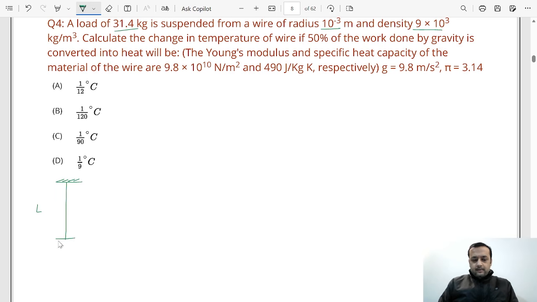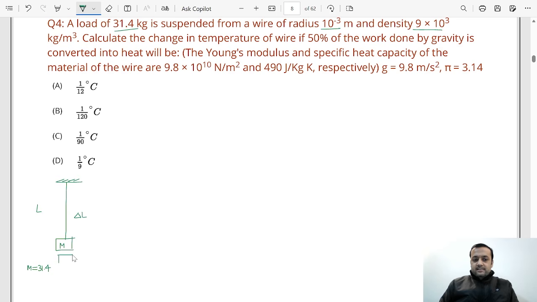All right, and let's say this is a block. Now this block is of mass 31.4 here. Okay, now the moment you hang this block, what will happen? The wire will get elongated because of the stress getting generated here, and which is why you can say that the potential energy of the block will decrease, because this block will go down by the amount of elongation, right? So if the wire elongates by delta L, we can say that the block will fall by delta L.